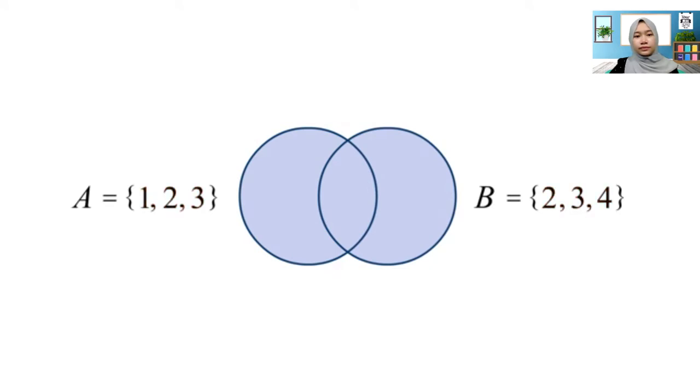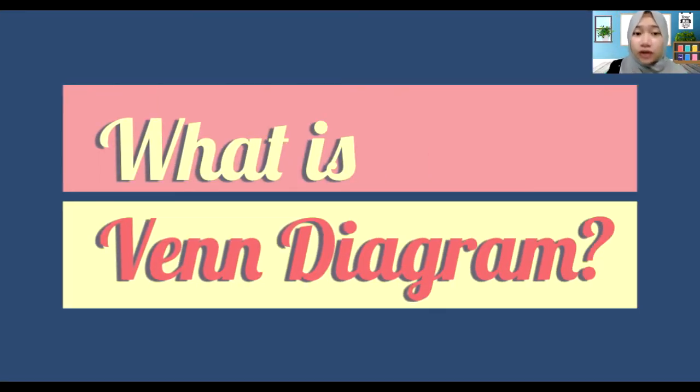This union forms a new set containing the elements 1, 2, 3, and 4. Now, after watching the video, in what ways does Venn diagram help us understand the relationship of sets?